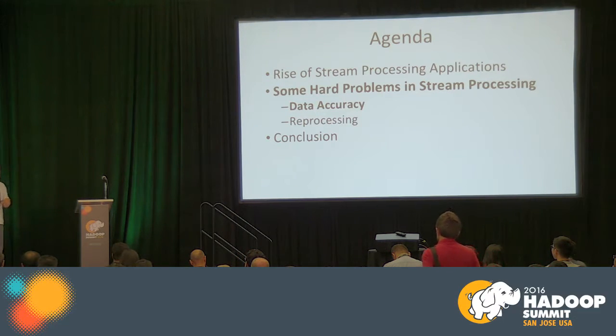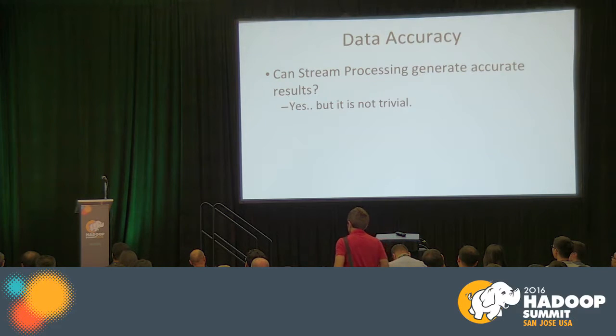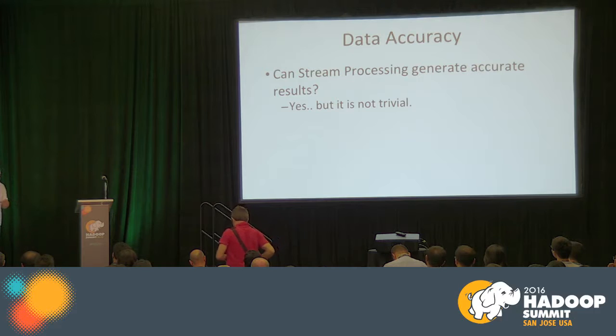So now, what is the data accuracy problem? Often the question comes: you're processing the data in real time, so can stream processing generate accurate results? Are you missing some data there? The answer we have is yes, but it is not trivial.